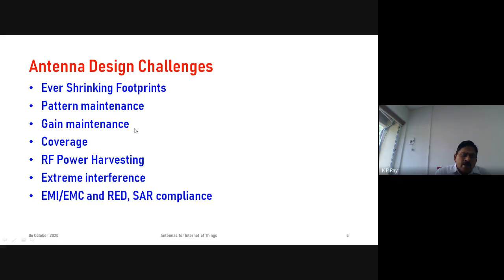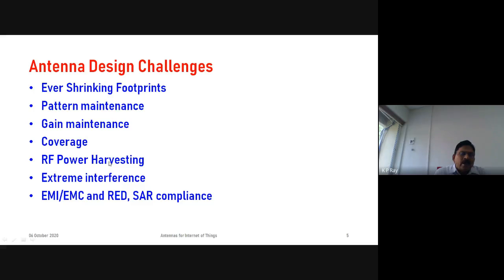Shrinking footprint and electronics crowding also put lots of challenge on maintaining the radiation pattern and gain for the intended application. Next one is coverage. If you have come across the Friis equation or wireless equation, gain of the antenna plays a very important role: PT, GR, lambda divided by 4 pi whole square. So when antenna gain reduces because of the shrinkage in size or because of mounting it in a certain structure, then your range or coverage of the antenna also gets limited. That is another point that has to be kept in mind.